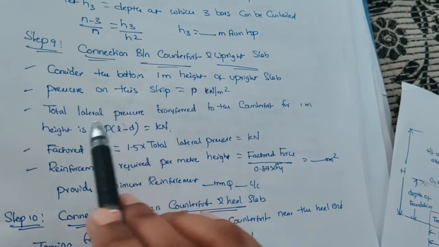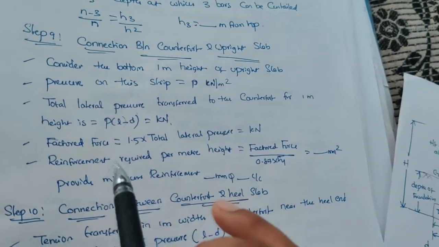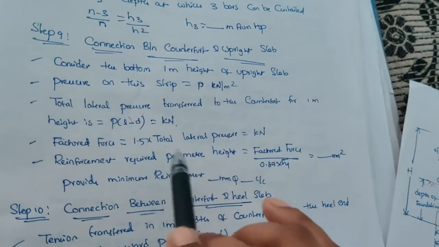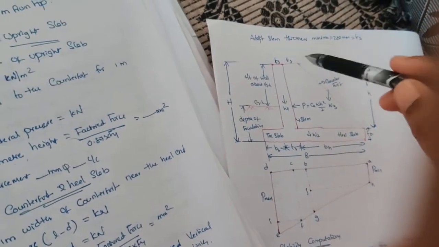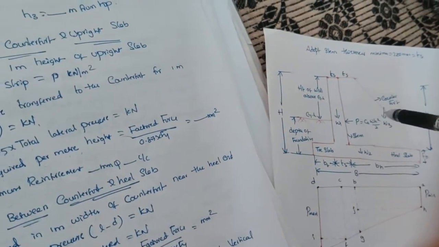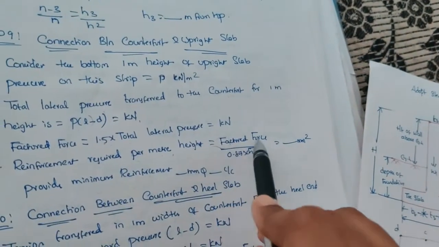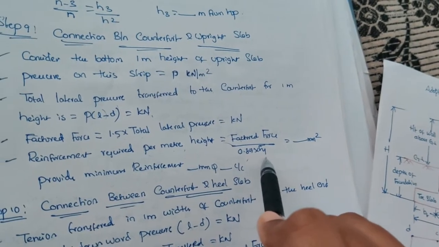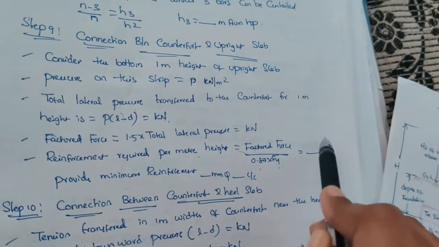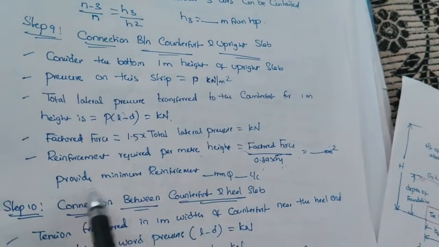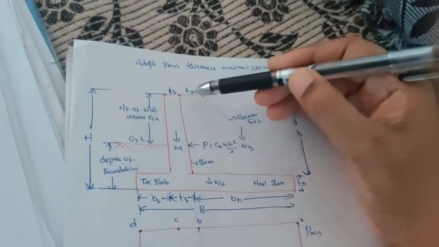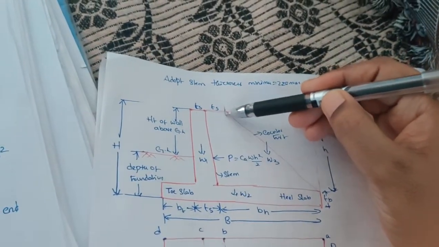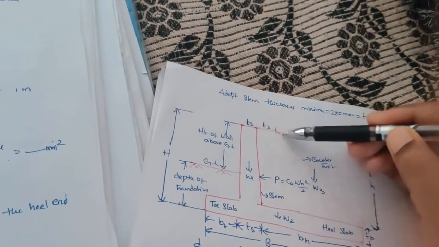So factored force is equal to total lateral pressure into 1.5. After finding this pressure, the reinforcement required per meter height, that means how much it will be per meter of counter force height, is factored force divided by 0.87 FY. This is the formula. After finding the reinforcement, you have to provide minimum reinforcement, mm diameter at the spacing. So this is the connection between this counter force and the upright slab, from here to here.